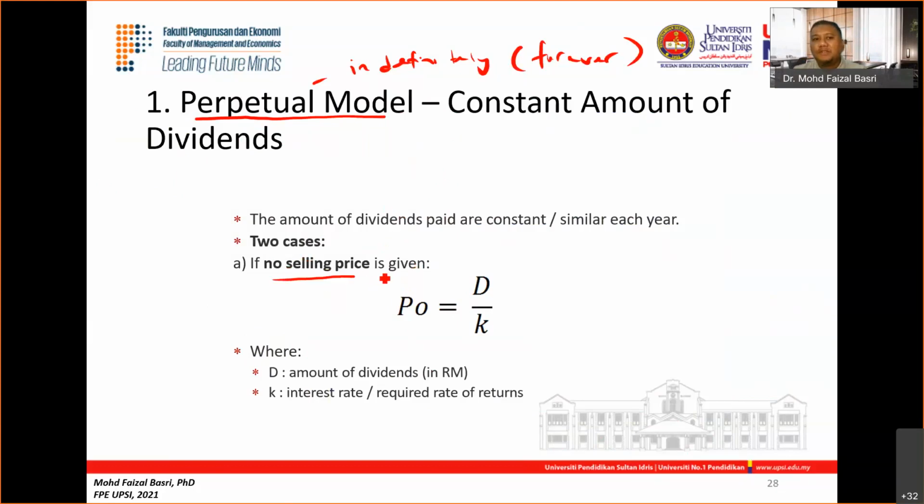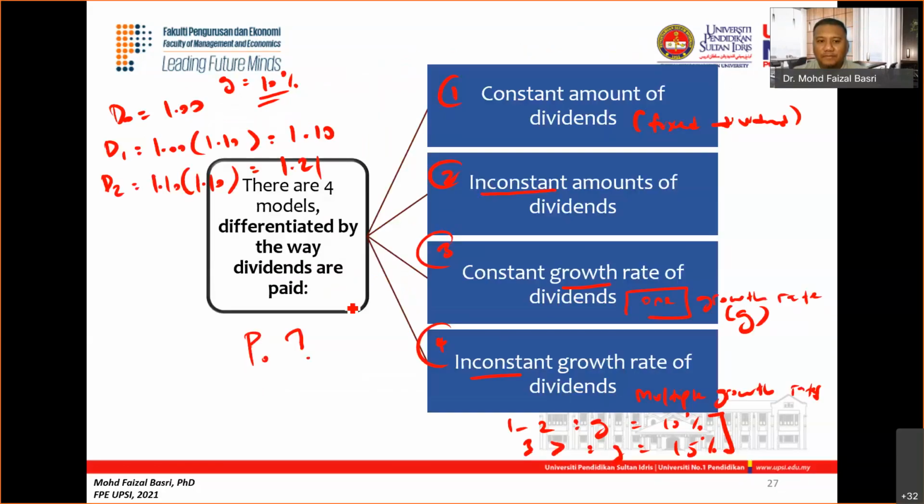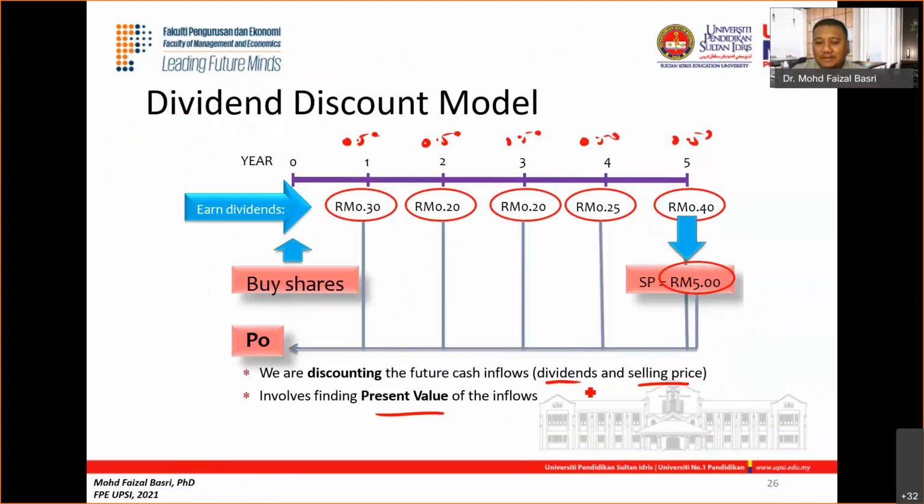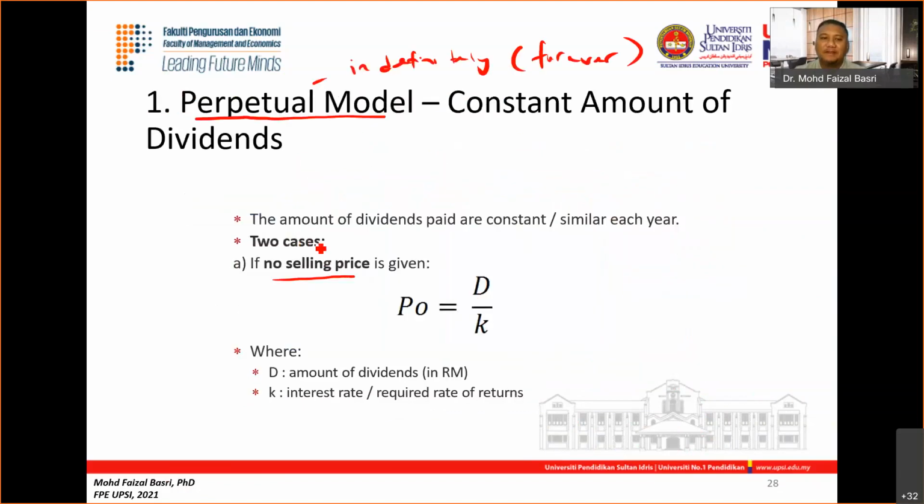Remember, when we talk about P0, or the dividend discount model, we're gonna discount the dividends and the selling price. Most of the times they will give you both. They will give you dividends, they will give you selling price. But based on this scenario, what if the question doesn't provide the selling price? And this is only applicable for constant amount of dividend. Only based on constant amount.